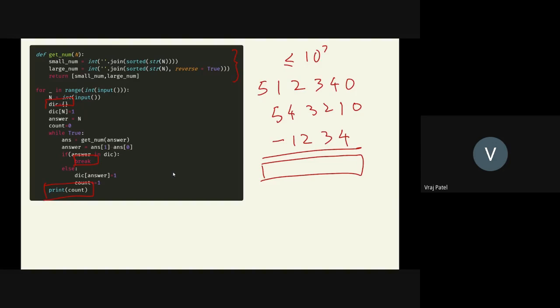This is called the Kaprekar sequence, and it is known that even for large numbers, it terminates pretty quickly. That's why this works within the time limits, and you don't have to think about any smart way of doing this operation.